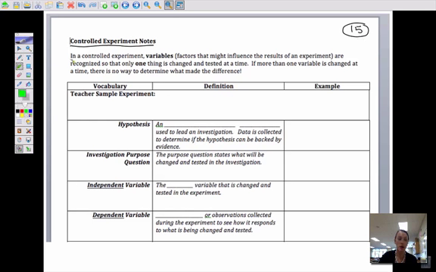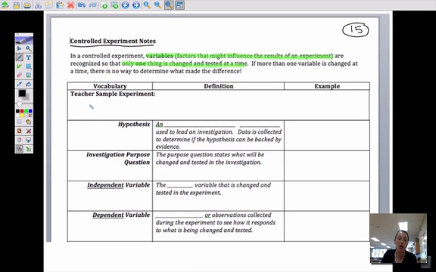Now, in a controlled experiment, variables, which are factors that might influence the results of an experiment, are recognized so only one thing is changed and tested at a time. If more than one variable is changed at a time, there's no way to determine what has made a difference.